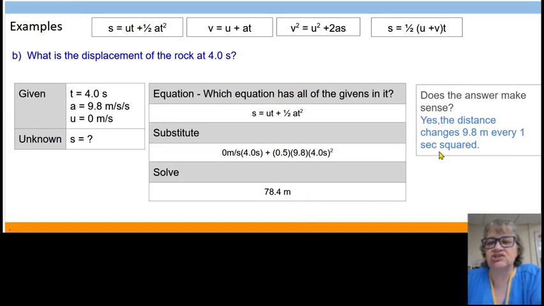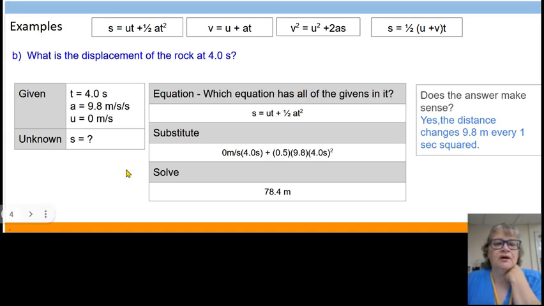Okay. And then does this make sense? Yes, the distance changes 9.8 meters every 1 second squared, right? So for 4 squared, we change by 9.8. Okay. And then there's this 1/2 factor that comes from, if you were to graph it, you end up with the area of a triangle. So that's where that 1/2 comes from.